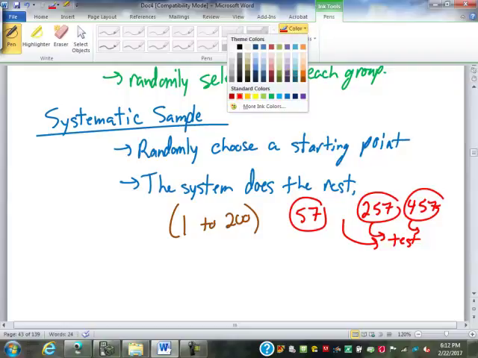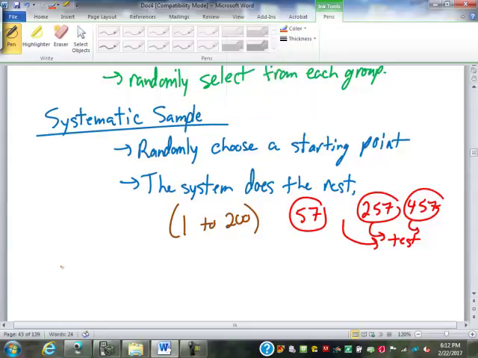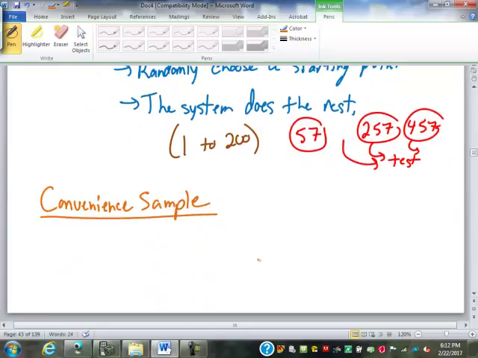The final type of sample that we're going to discuss is called a convenience sample. I'm bringing this sample up only as a warning. A convenience sample is you take what's easy to get.